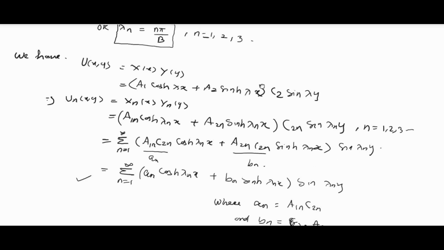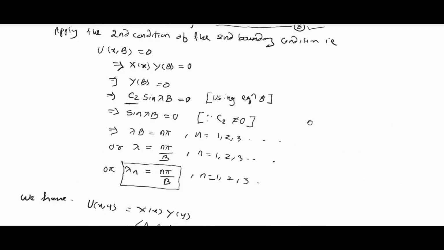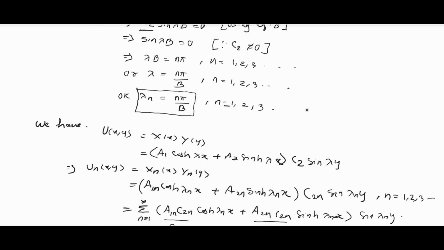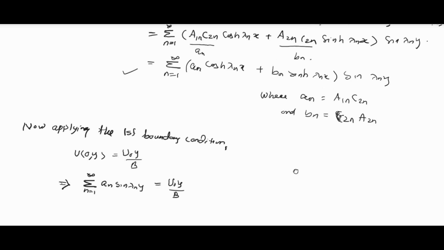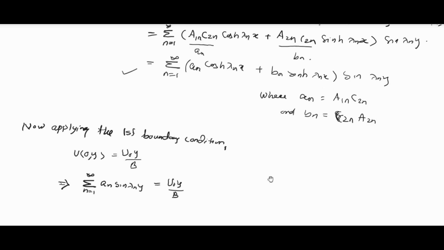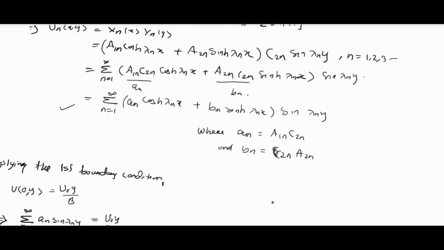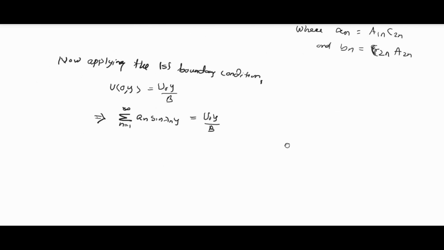Let us name this as equation 8. This value of lambda n is equation number 9, and let us take this one as equation number 10, and this one as equation number 11.